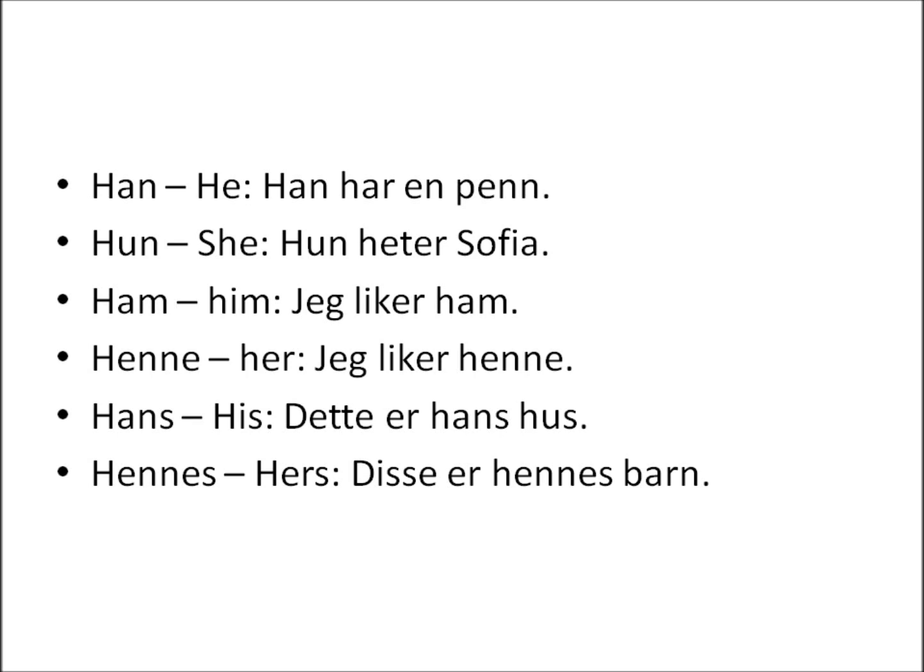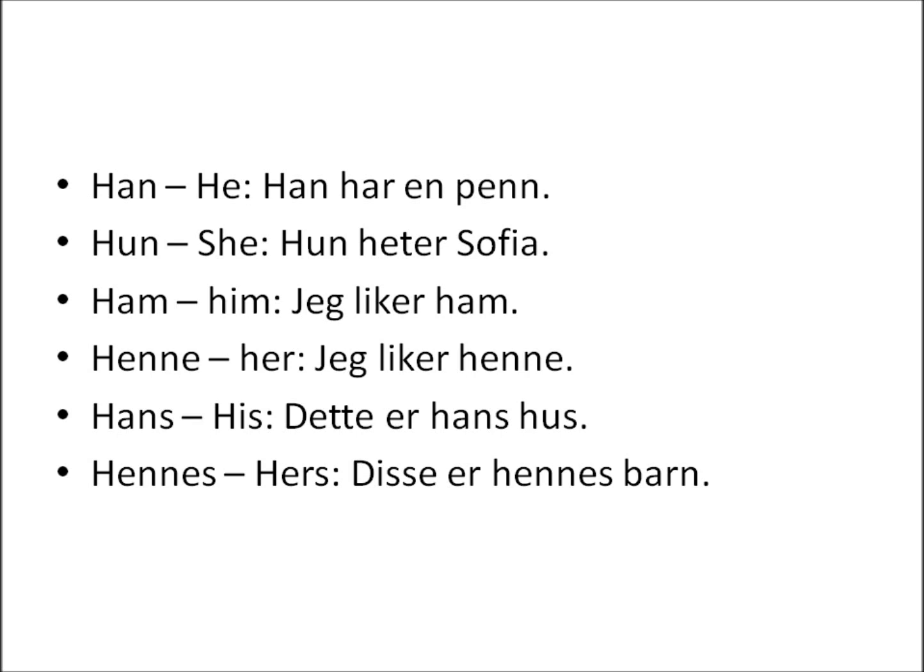So here are the examples for han, hun, ham, henne, hans, and hennes. Han har en penn. Hun heter Sofia. Jeg liker ham. Jeg liker henne. Dette er hans hus. Disse er hennes barn.